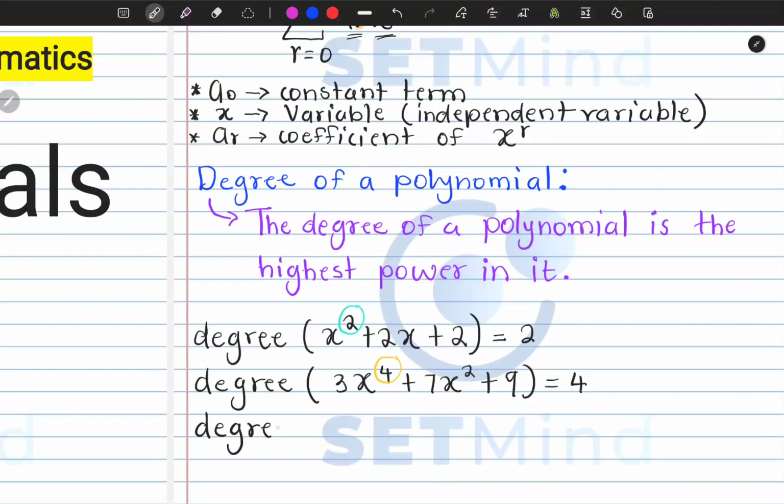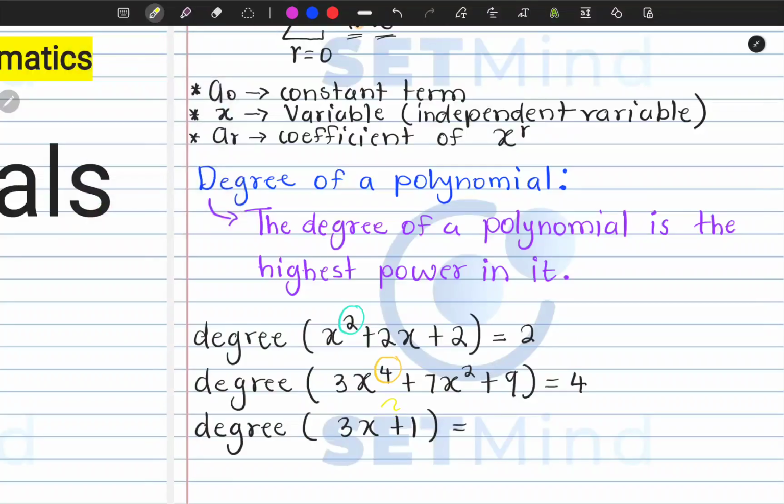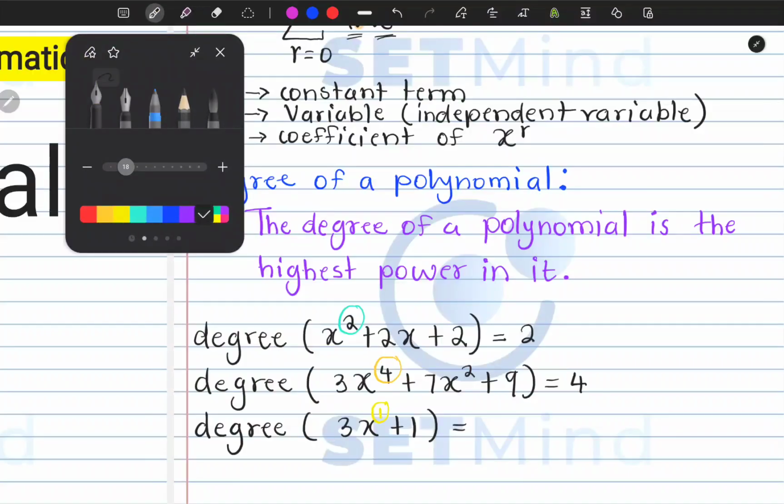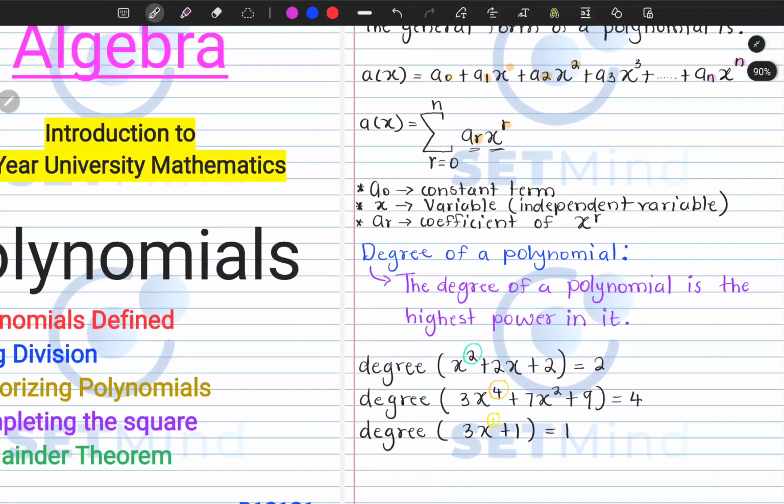If we are looking for the degree of 3x plus 1, we need to ask, what is the highest power of x? The highest power would be 1, which you do not see here. So it means the degree of a linear expression is 1. Make sure that you are comfortable with the idea of degrees. Essentially, the degree is the highest power which we see on whatever polynomial we are working with.